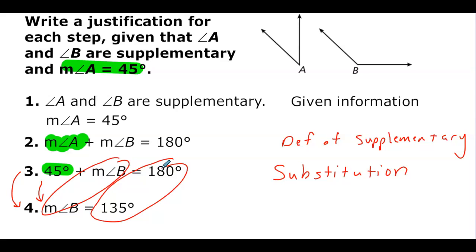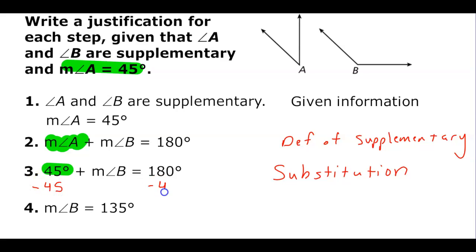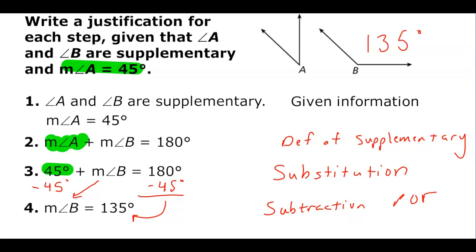So what happened here is they subtracted, kind of like you did in Algebra 1, a subtraction property of equality. If you subtract 45 degrees from both sides, then B is by itself, and 180 degrees minus 45 degrees is 135 degrees. So we have just proven that the measure of angle B is 135 degrees. So that right there was actually a subtraction property of equality, SPOE. And we're now done with our proof.